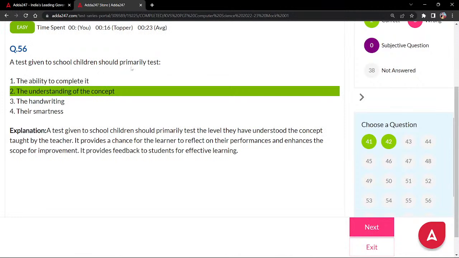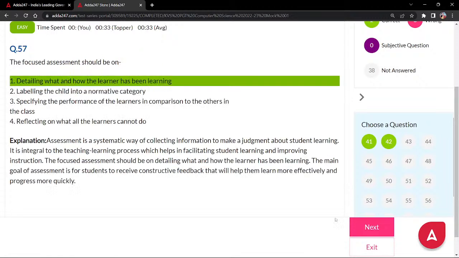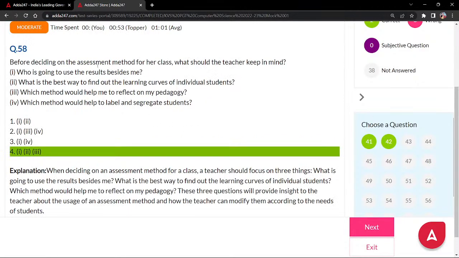A test given in school to children is primarily to test their understanding of the concept. The focused assessment should be on detailing what and how the learner has been learning. Before deciding on an assessment method for her class, what should the teacher keep in mind? The teacher should keep in mind who is going to use the result, what is the best way to find out the learning curves, and which method would help me reflect on my pedagogy.